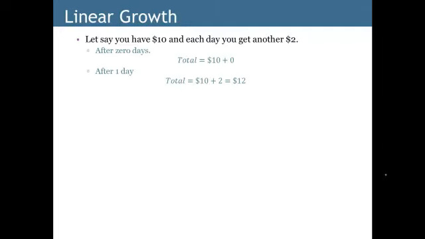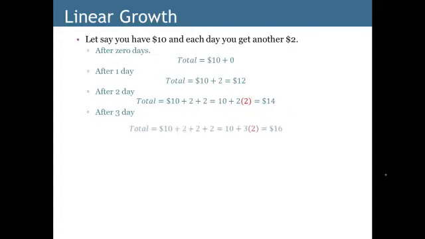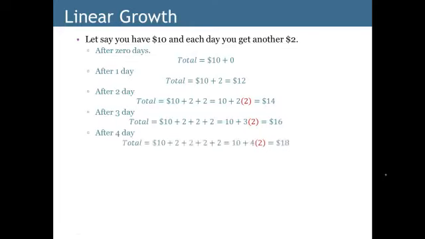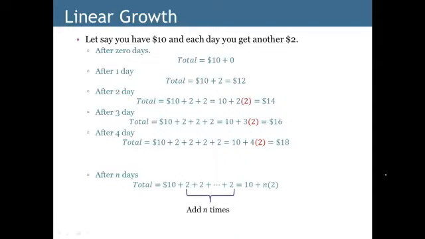Here's an example of linear growth. Let's say you have $10 and each day you get another 2. So after one day, you have 10 plus $2, so $12. After 2 days, it's 10 plus 2 times 2, which is 14. After 3 days, you notice it's 3 times 2. After 4 days, and then after n days. All right, so if we have n times, we're adding the $2, that's n times 2. That's that shorthand notation idea.